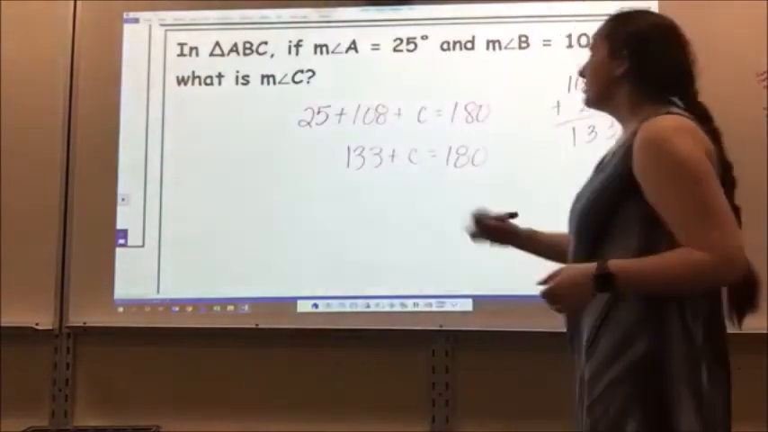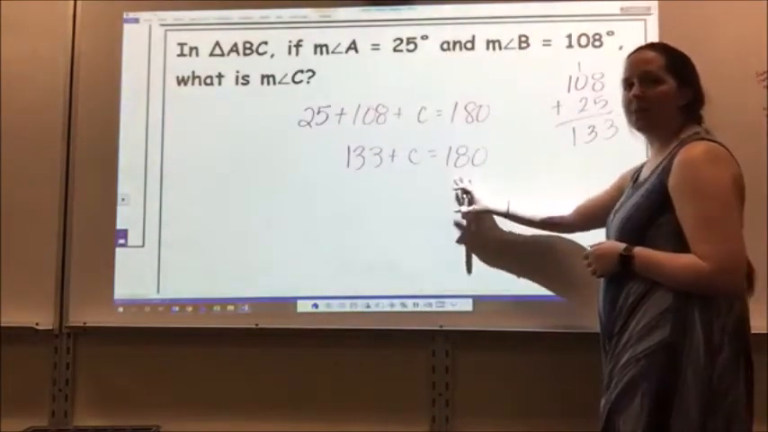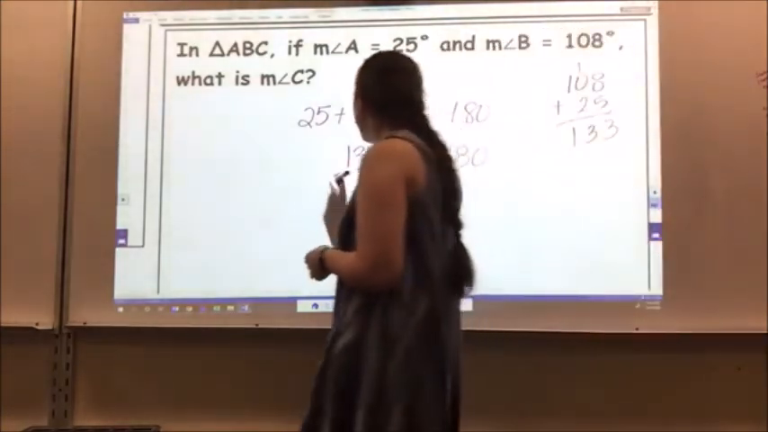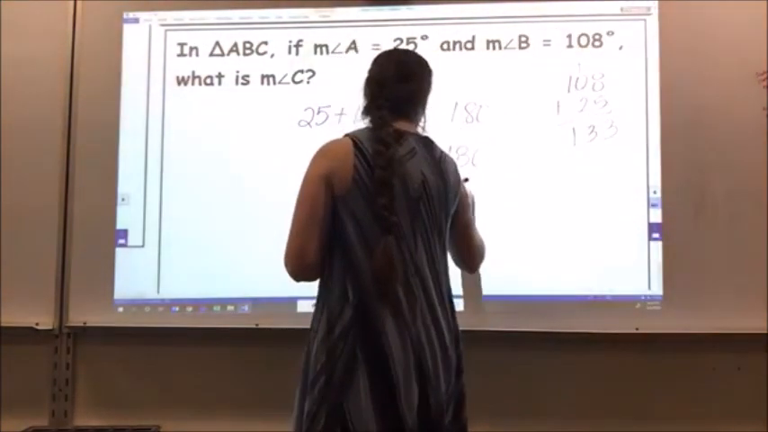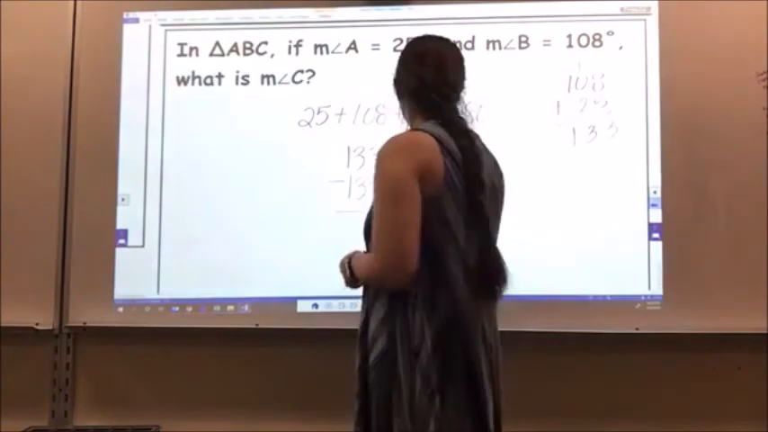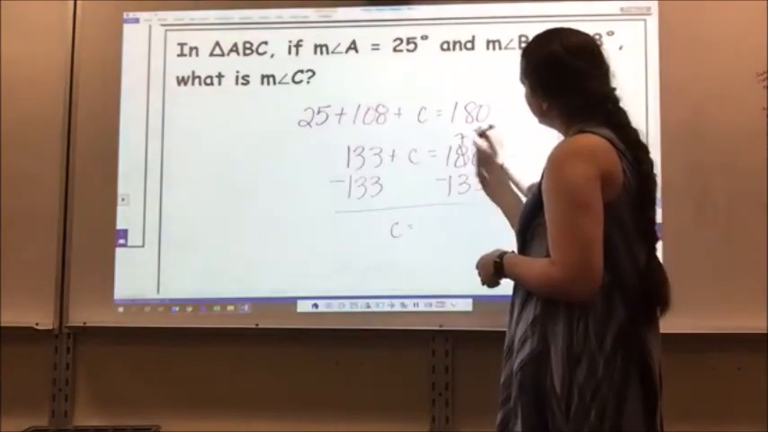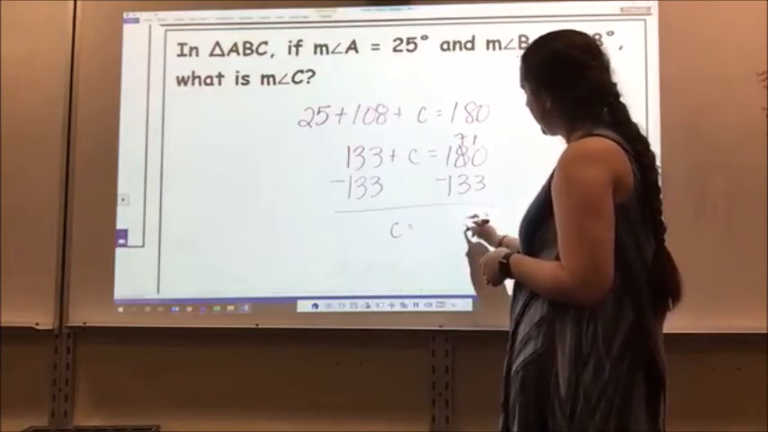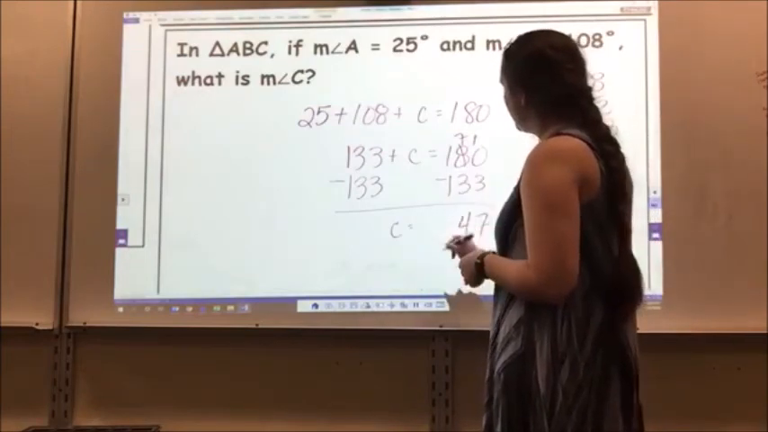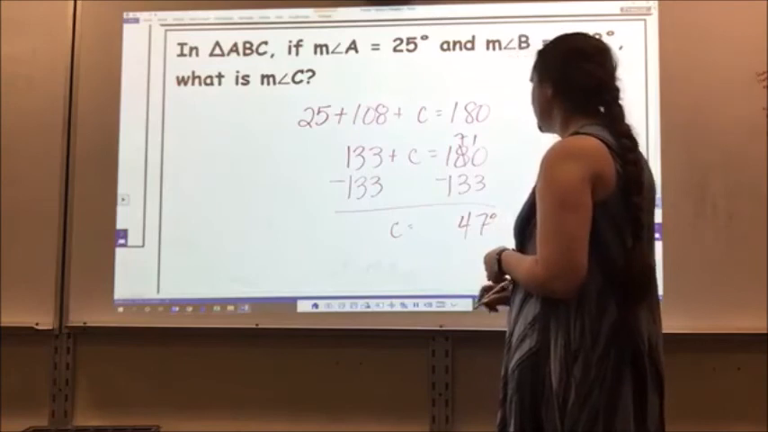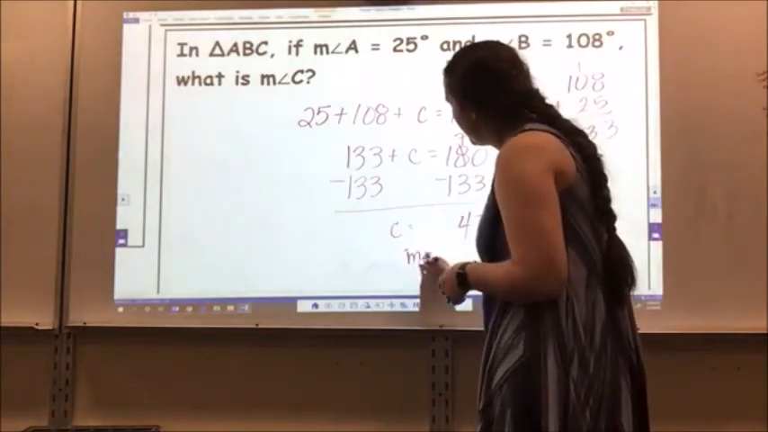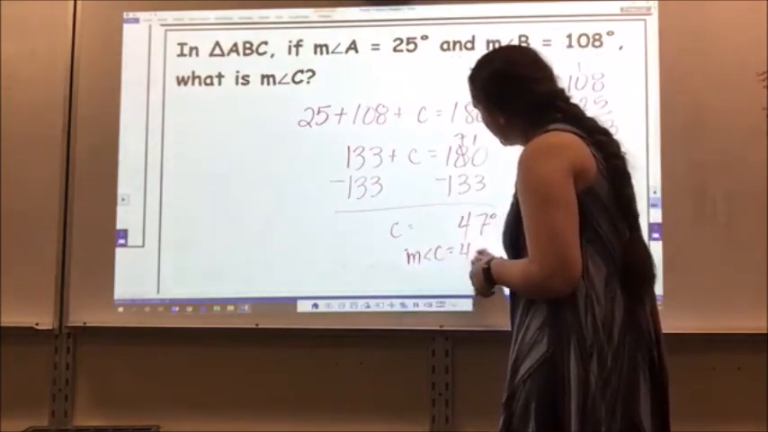Okay. Then this is a one-step equation, so I'm going to subtract 133 from both sides. When I do this, 10 minus 3 is 7, 7 minus 3 is 4, so I get 47 degrees. So C, the measure of angle C, is 47 degrees.